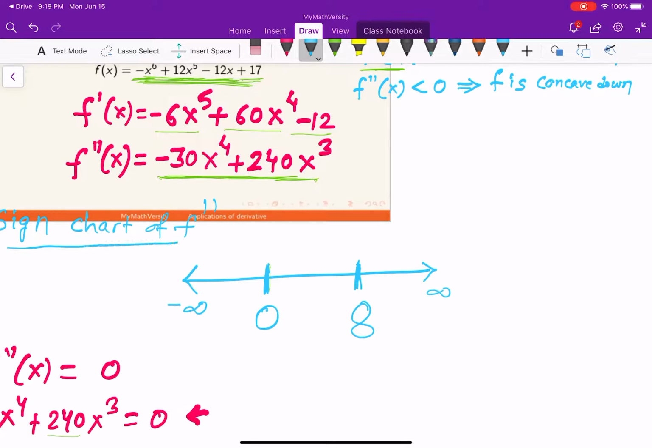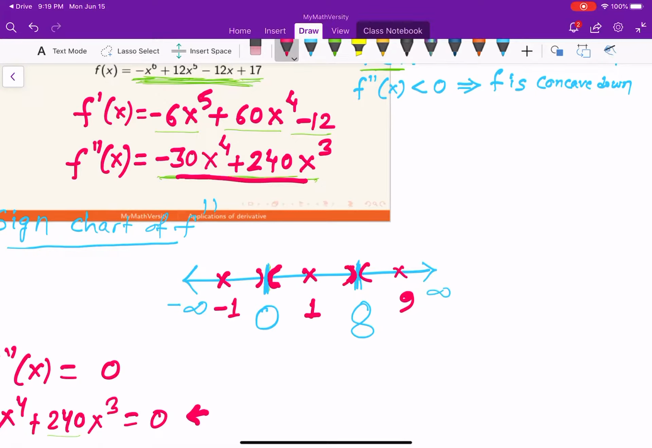Choose some random number in each of the sub intervals here. I want to choose -1 here. If you like, you can choose some others. I want to choose 1 here, and then 9 over here. If you like, you can choose any other. But no matter whatever random number you choose within each of these sub intervals, I'm going to write down the parentheses here, so that we will distinguish what sub intervals they are. And then you can choose any random number there, and plug that into the second derivative.